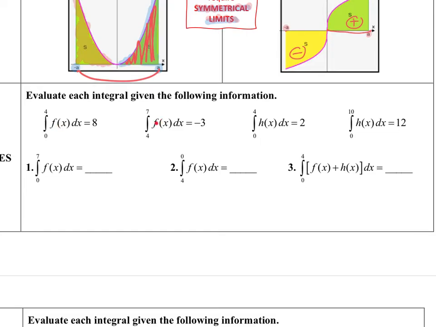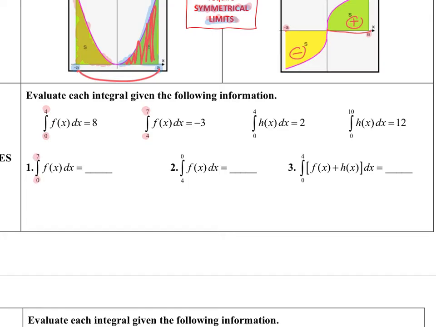So these two are for function f, these two over here are for function h. Question number 1 asked me to use this information to evaluate the integral from 0 to 7 of f of x dx. I see that my f of x integrals go from 0 to 4, and this one goes from 4 to 7, and I'm asked to find from 0 to 7.